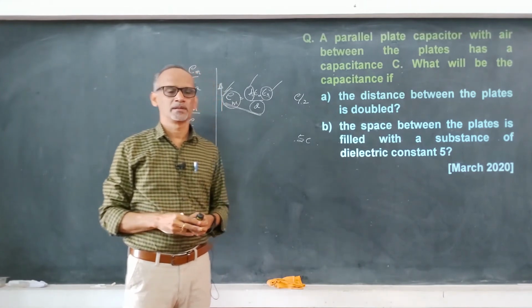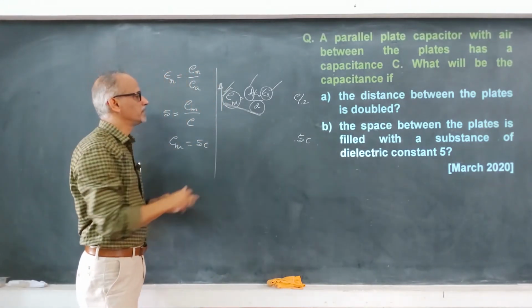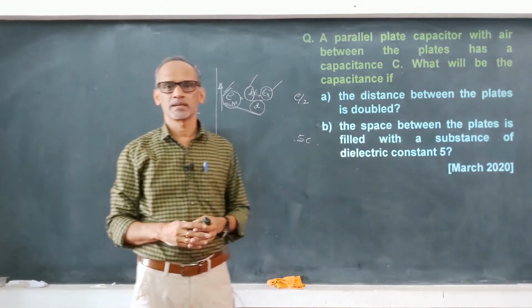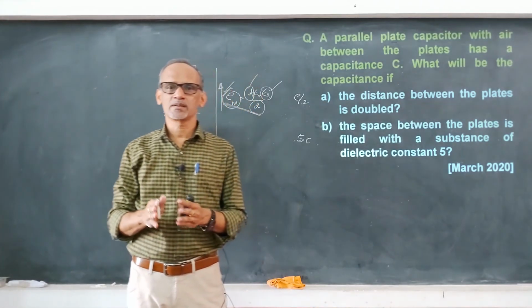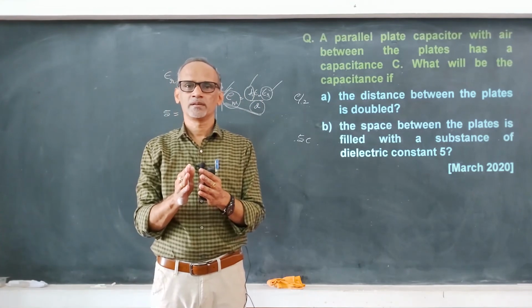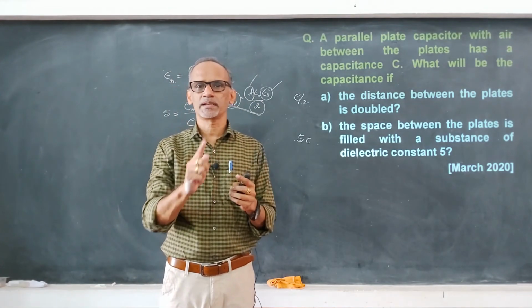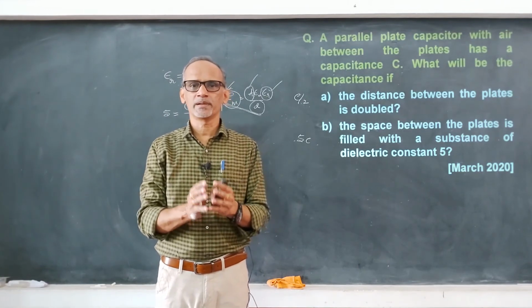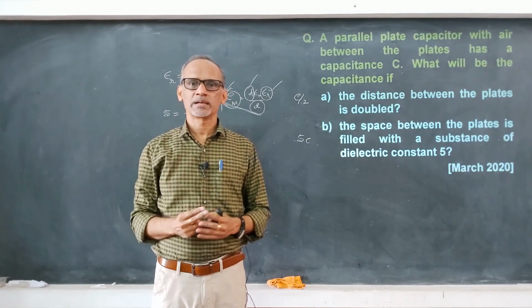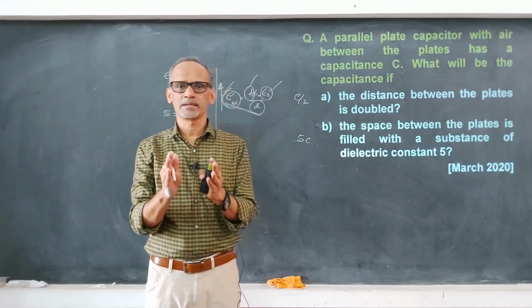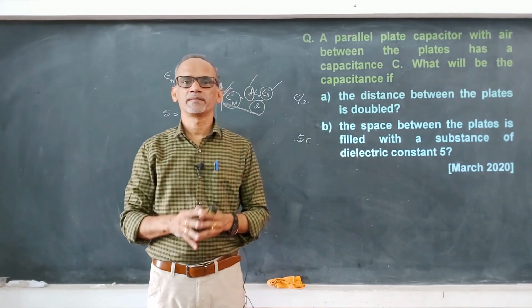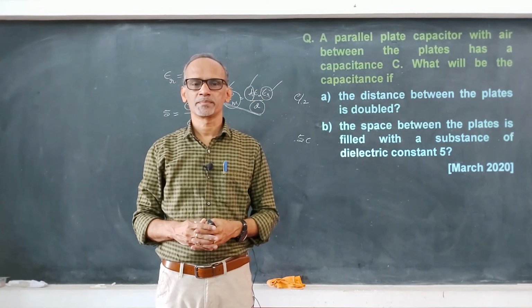So, hope you have understood the concept of capacity as well as a capacitor. Capacity, when we say capacity of a conductor, is for a single conductor. When we say capacity of a capacitor, it means an arrangement where there are two conductors separated by some distance with a space filled with a dielectric. That kind of arrangement is called a capacitor.